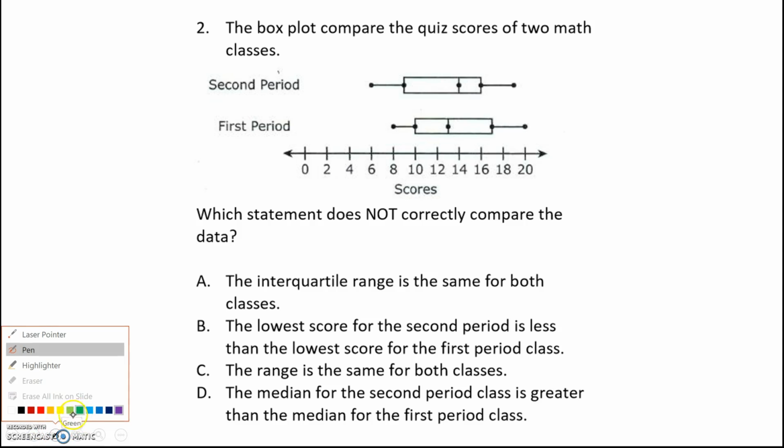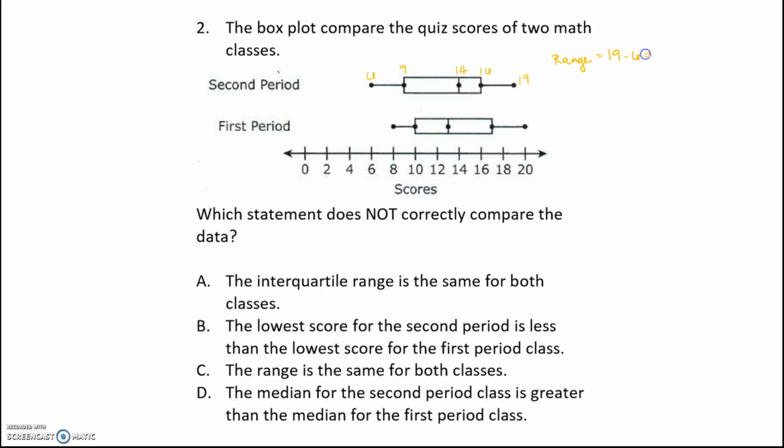Now I'm going to analyze just one more with you guys, and then you're completely on your own. Okay, so let's look here. We're talking about scores again, but here we're comparing second period and first period on their quiz scores. So it looks like here we have 6. Between 8 and 10 is 9. It's my quartile 1. My median, the middle of my data, is 14. Quartile 3, or the right side of the box, is 16. And it looks like my maximum is 19. So range is 19 minus 6 is 13.